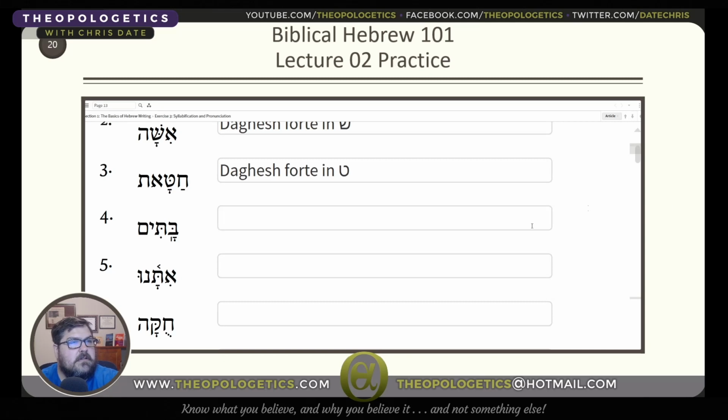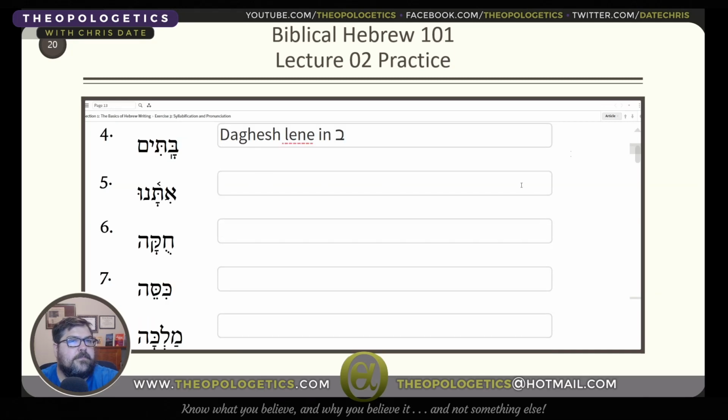In batim, we have a dagesh lena because it is at the beginning of a word. Okay. In ittanu, we have a dagesh, either a dagesh forta or a dagesh lena in tav. How do we know the difference? It's following a vowel sound. And when it's following a vowel sound, it's a dagesh forta. All right. So this is a dagesh forta in tav.